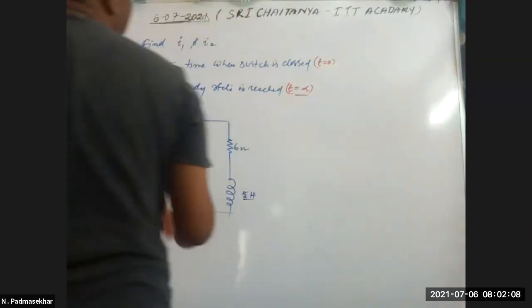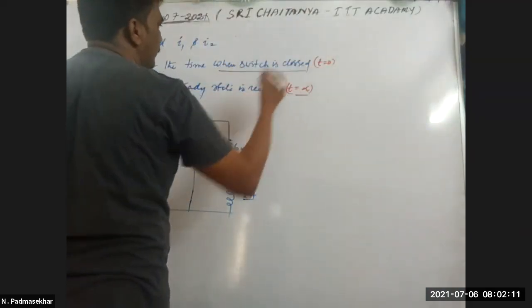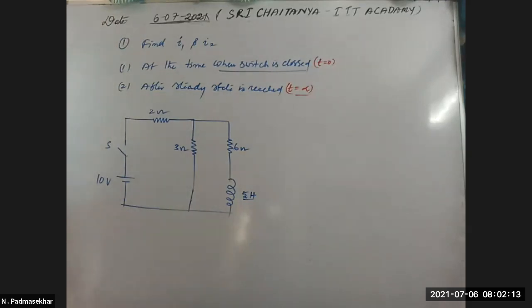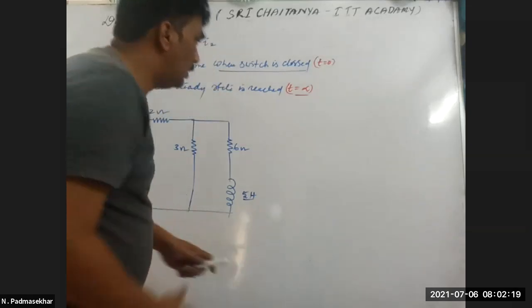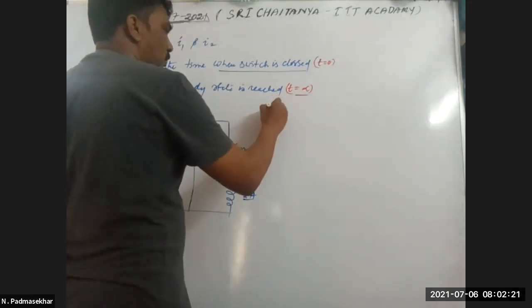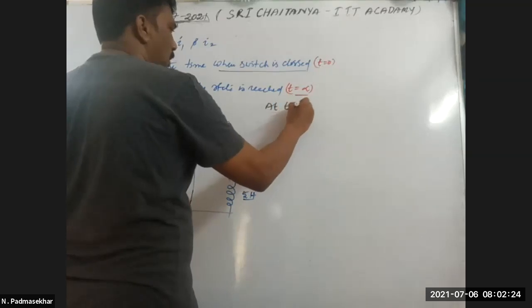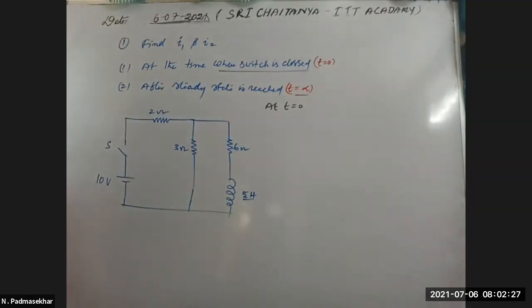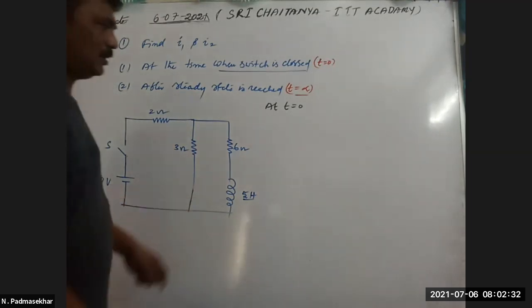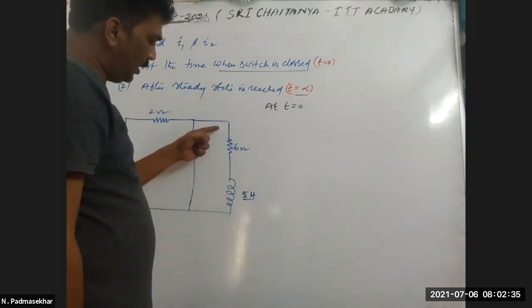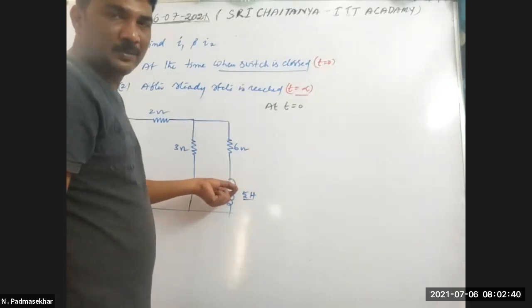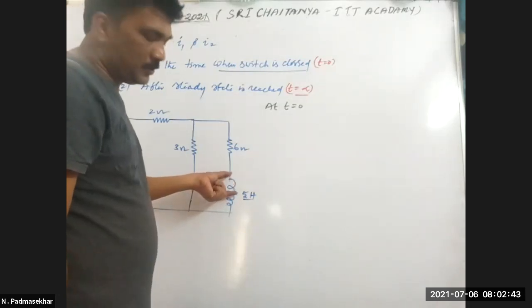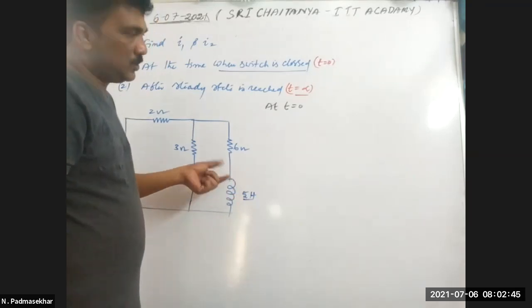See that at the time when the switch is closed, at t is equal to 0, there is no current in the branch containing inductor. So what happens to the inductor in that branch? The inductor is open. The inductor becomes open.